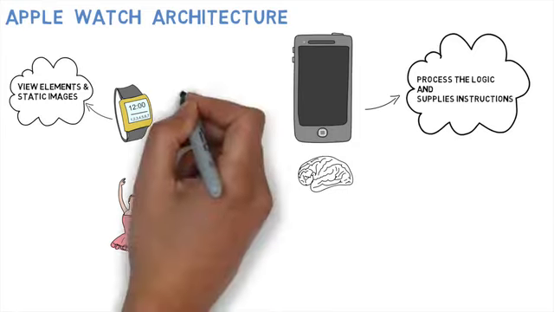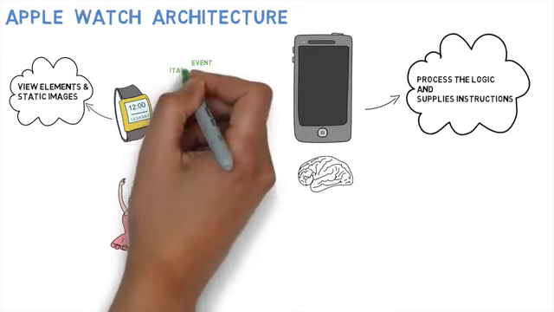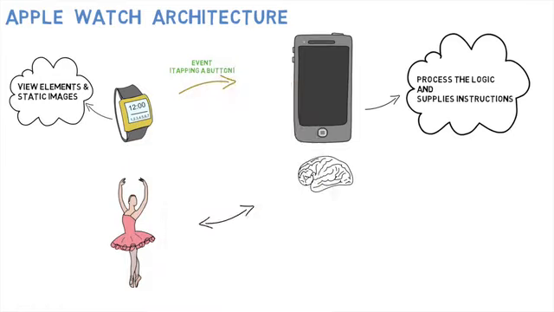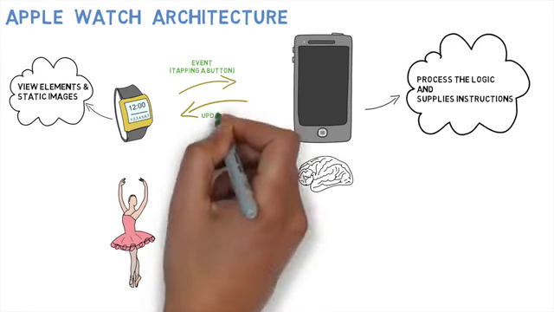Similarly, an event that happens in the Apple Watch application, for example a button tap, will trigger a sequence of logical steps in the parent app in the iPhone. After executing the steps, the iPhone can send back instructions to update the Apple Watch display with the result, for example a message sent notification.